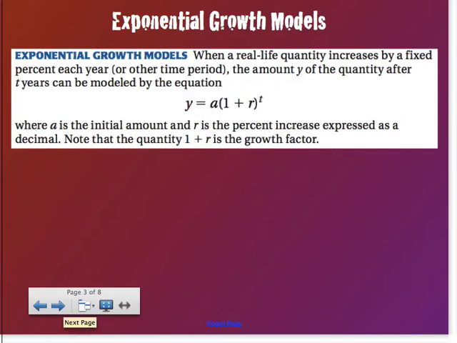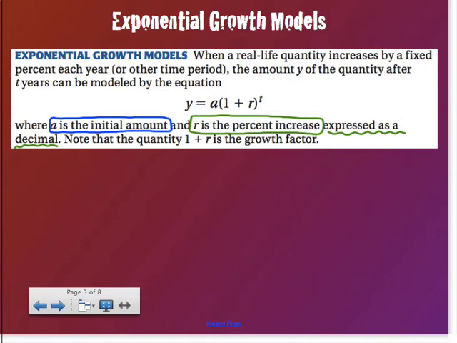Right underneath it says a is the initial amount. If you think about a bank account, you throw $500 in there right away to start the bank account. There's your initial amount. It also says r is the percent increase. What's big is that r is always expressed as a decimal. So if it's a 4% increase, that's going to be 0.04. It's going to be the decimal equivalent of the percentage that they give to you.